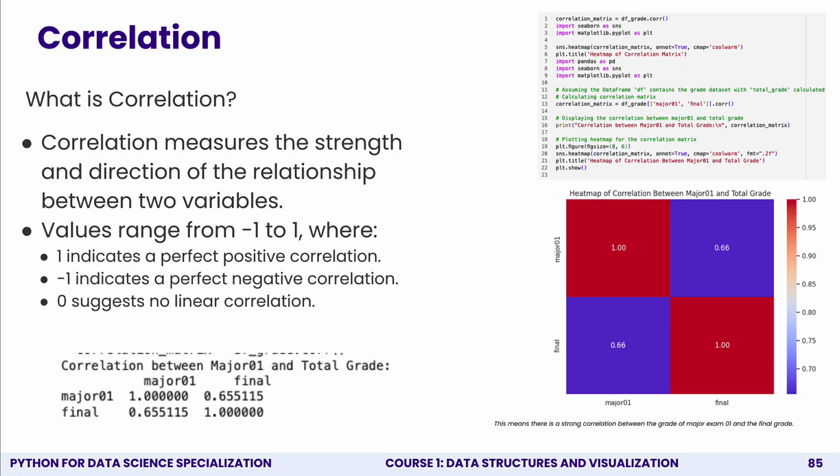And we also have correlation. Correlation, as you already know, measures the relationship between two variables. For example, here I would like to measure the correlation between the final exam and the major exam. So I have a correlation of 66%. How do you calculate the correlation? We use df_grade.corr. So corr calculates the correlation, and this returns a table like this, providing the values of the correlation between, for example, the major exam and the final exam.